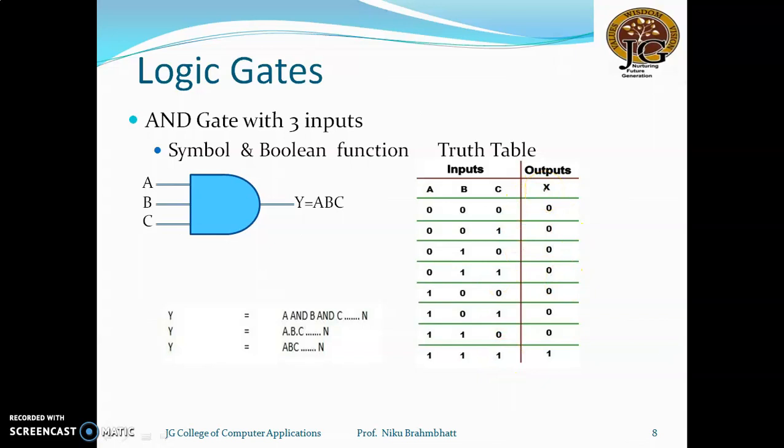As I said, the output of the AND gate is 1 when all input values are 1. So from these combinations, this is the row where the value of all inputs is equal to 1. So directly put its output as 1, and in the remaining rows, put the output as 0. So this is about the AND gate.